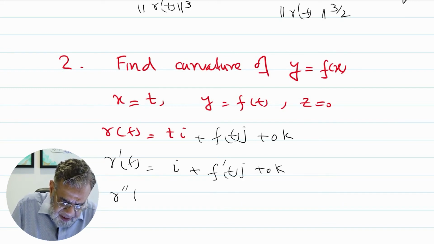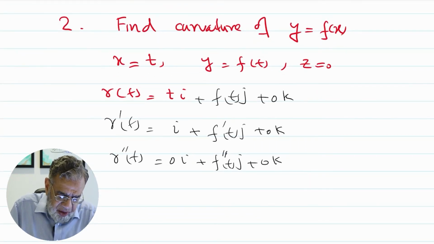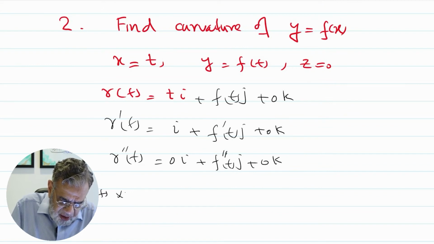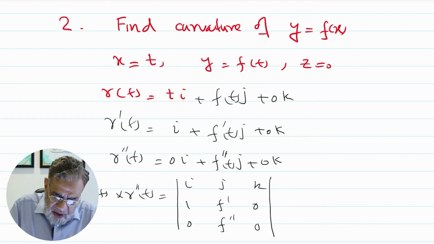I find r double dash of t. My r double dash of t is 0 i plus f double dash of t j plus 0 times k. Again, we use our formula, we find r dash of t cross r double dash of t, that gives me here i, j and k. My r dash is 1, f dash and 0. My r double dash is 0, f double dash, and 0. I open this determinant: i times 0, minus j times 0, and with k it is f double dash of t k.